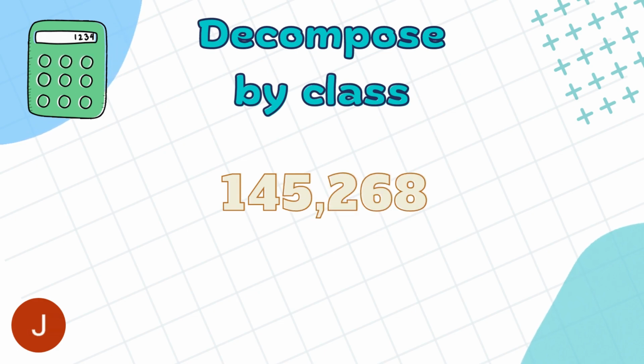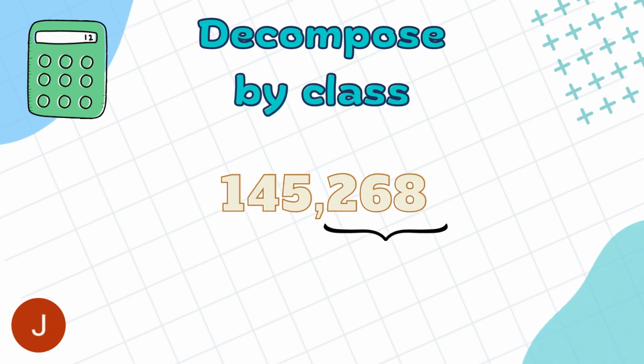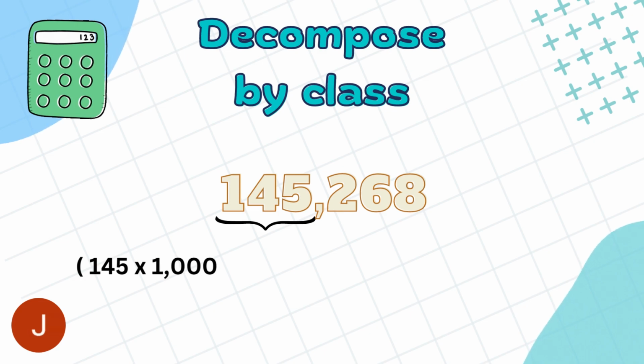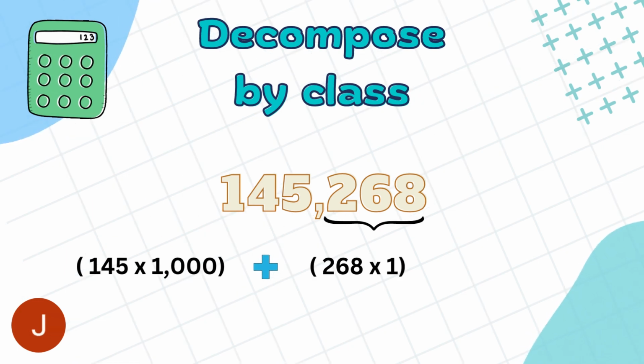Let's see how we decompose by class. Instead of breaking it digit by digit, this time we have to break it class by class. This class here, which we started with, is the simple units. After that, there's the thousands. So, if I want to break it by class, 145 is multiplied by the class it is in, which is 1,000. Plus, moving on to the second class, the 268, it's in the simple units. Unit means 1. So 268 multiplied by 1.